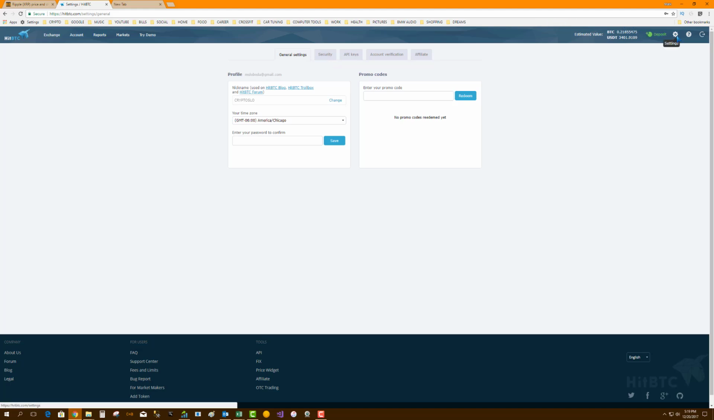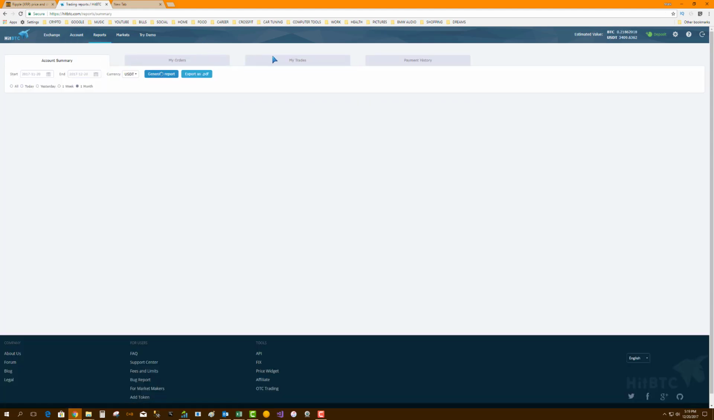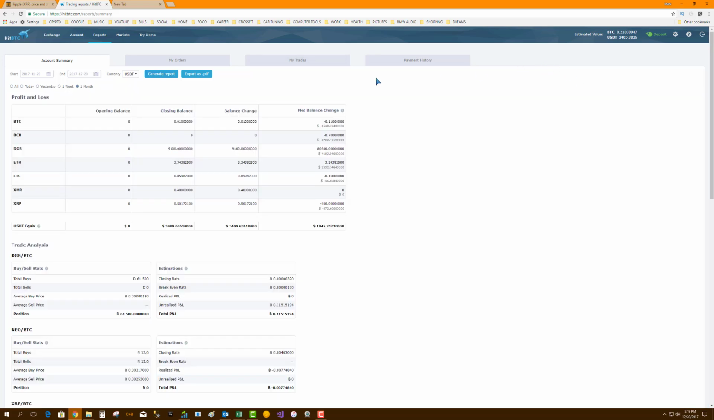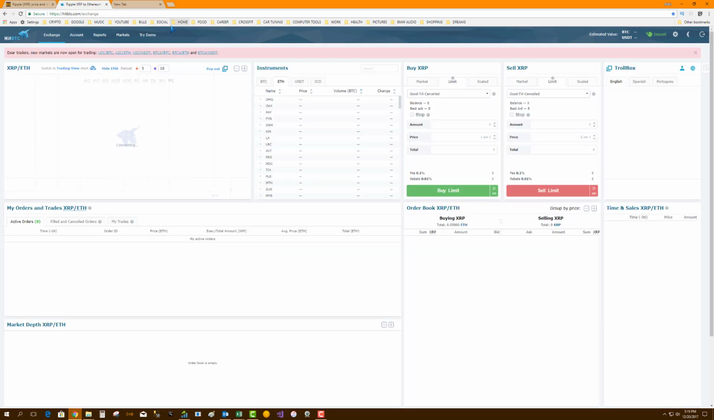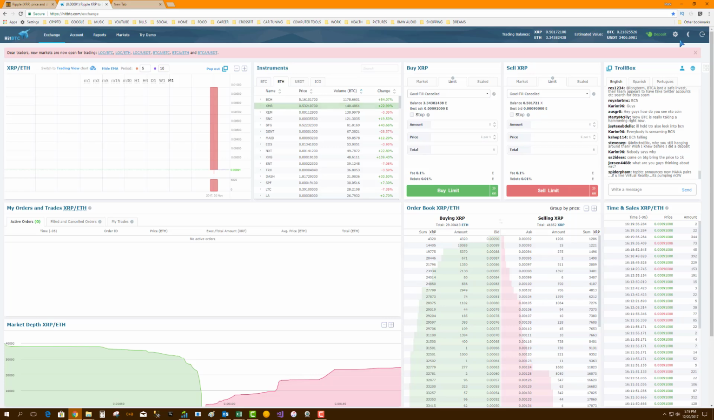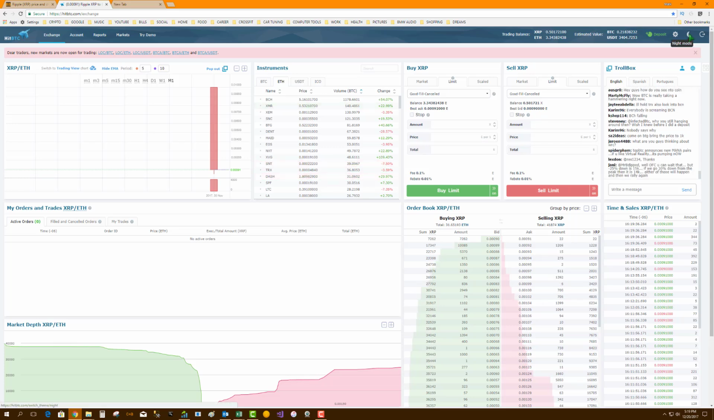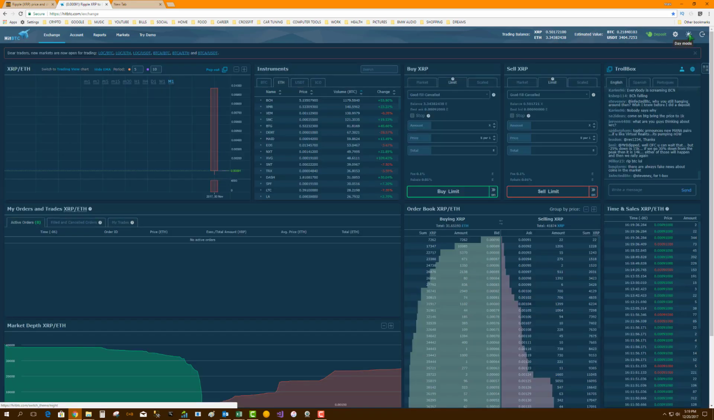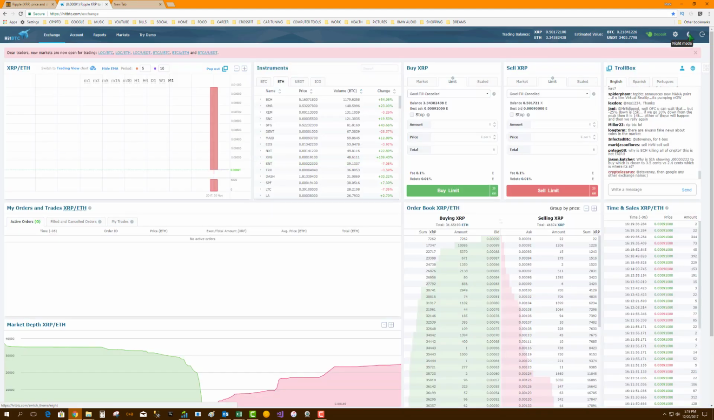And then they also have the new, let's go back to, they got a reports section, and this is where you can kind of see some of your profits and losses. Not really super important, but you can check it out if you want. That's not the main meat and potatoes of this video. So another cool thing is HitBTC offers a night mode, which changes your color scheme. It's kind of cool. Day mode, night mode.